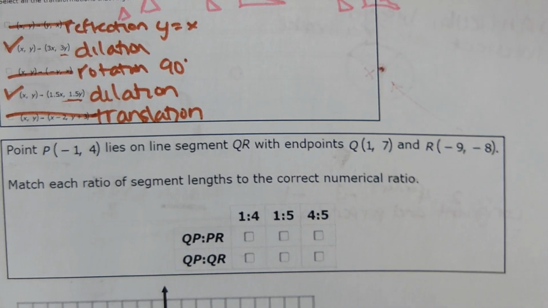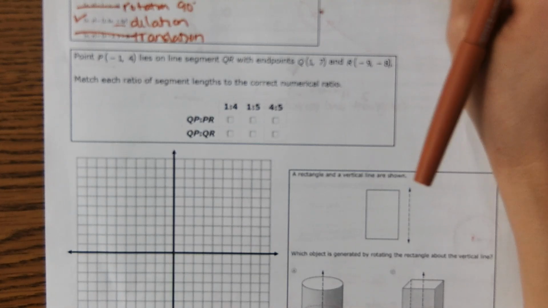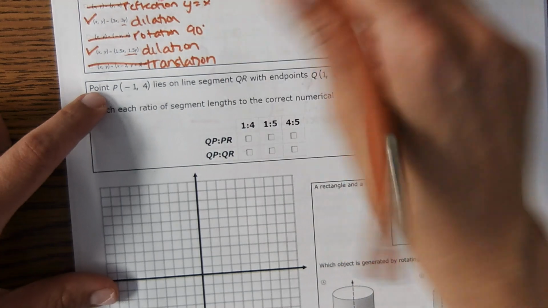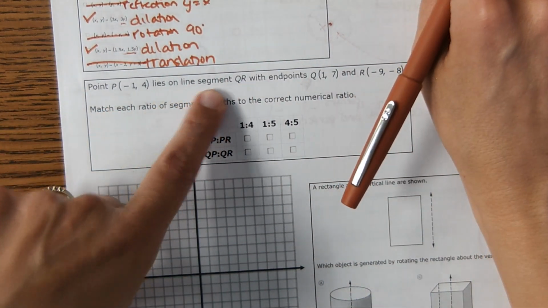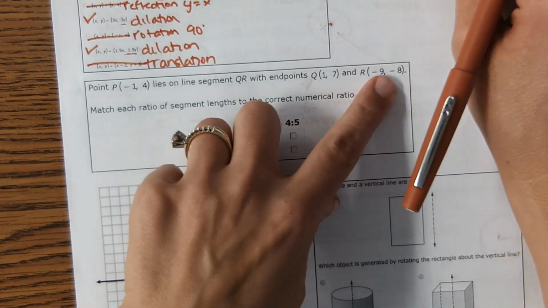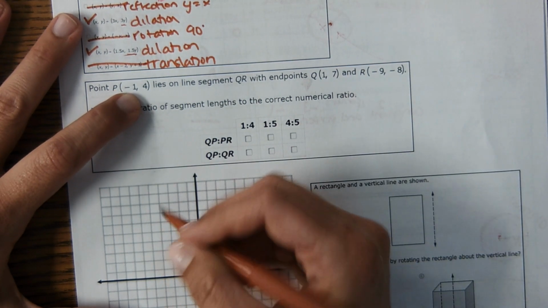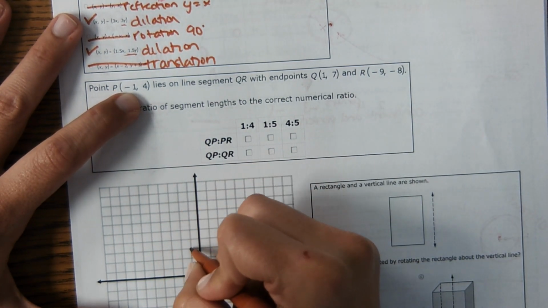Okay, and then the next one, I'm going to zoom out. For this one, we're going to first graph these points. It says point P is at (-1, 4), lies on the line segment QR, and it gives us these points. So I'm going to start by graphing. Do it as accurately as possible so you can use the graph as a tool. Negative 1, 1, 2, 3, 4.